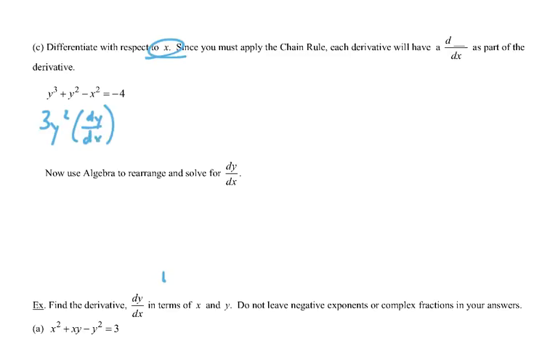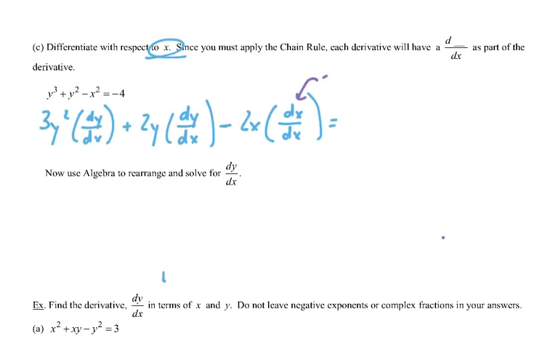dx. So remember, this is the notation for the derivative of y with respect to x. This is what we've been finding, is dy dx. Plus 2y dy dx minus 2x. But now I'm taking the derivative of the x variable with respect to x. So I always write this out because I want you to see my process, but that is equal to 1. So that does disappear in a way.